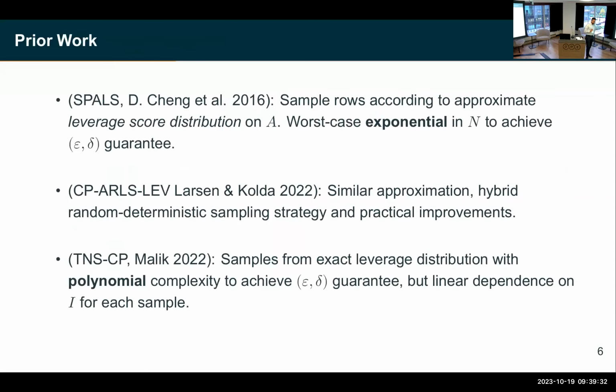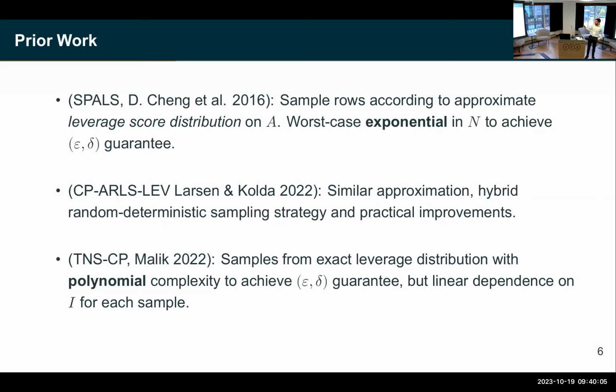Okay, so there's been some prior work in this space. One of the earliest works that takes the sampling-based approach to ALS for CP decomposition is a 2016 work called SPALS. This samples rows according to what's called the approximate leverage score distribution on the design matrix A, and I'll define this in just a second. And this actually works surprisingly well. But if you look at the theoretical guarantees you get from this, it's worst-case exponential in the tensor dimension N to achieve those accuracy guarantees on the quality of each least squares problem solved.